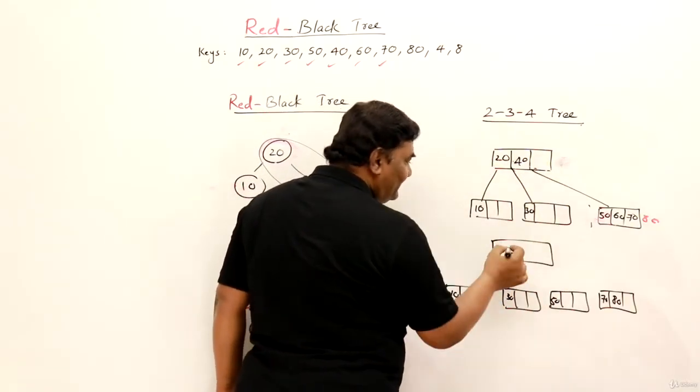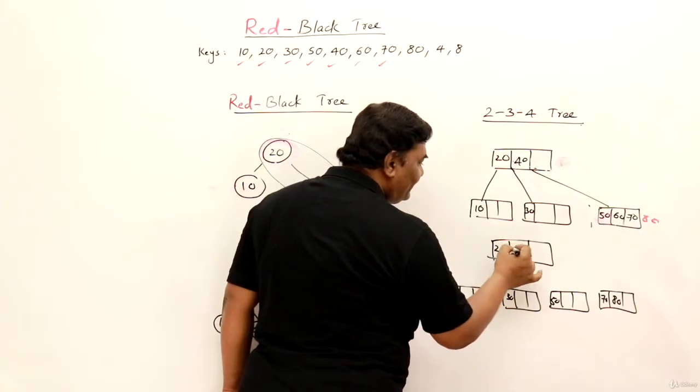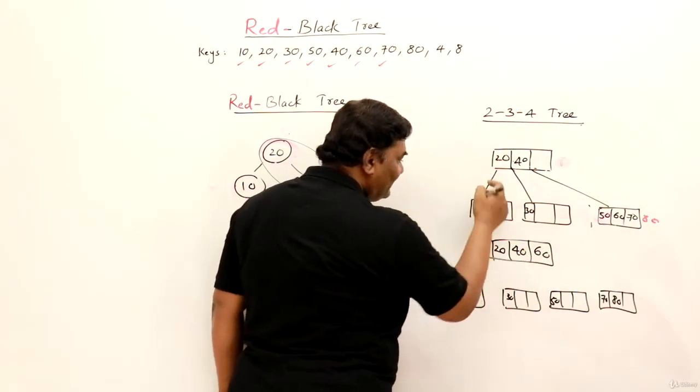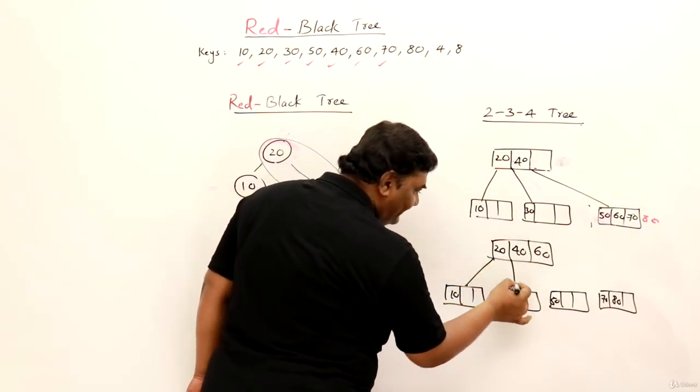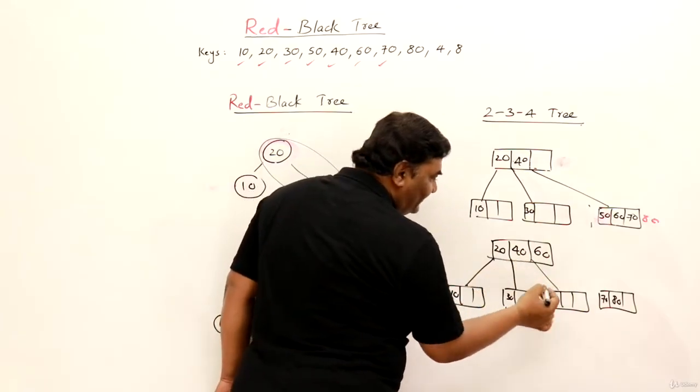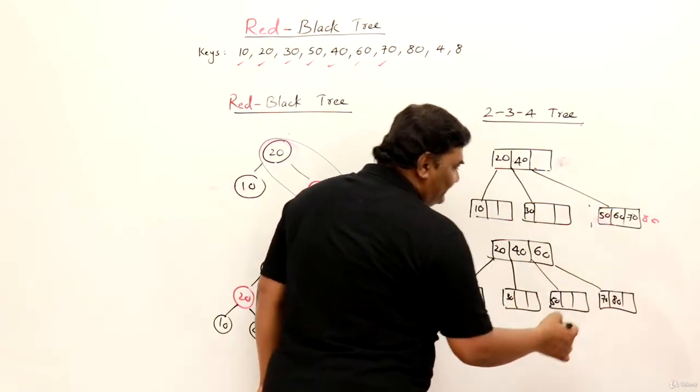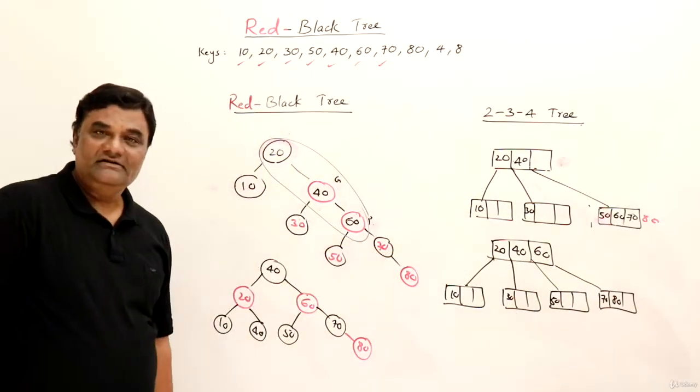So 60 will go here in this node. Is there any space available? Yes, 60 can comfortably fit in here. So 60 is here. This is left of 20. This is after 20 and before 40. After 40 before 60. This is after 60. This is how it looks.